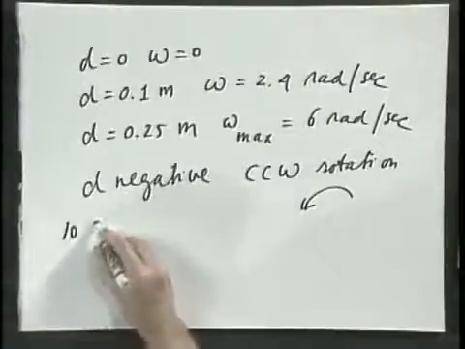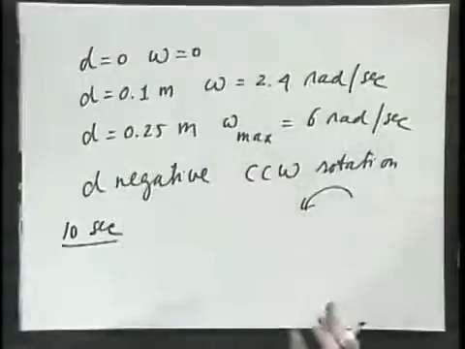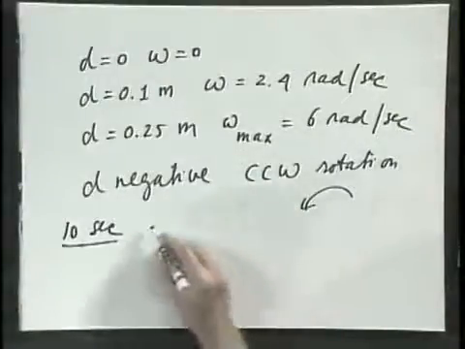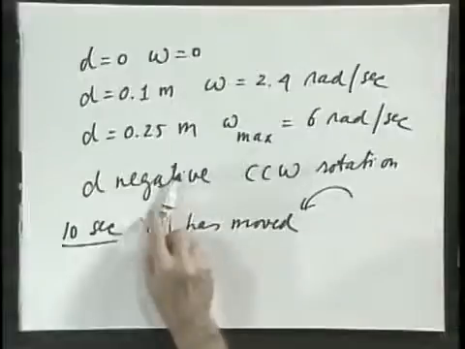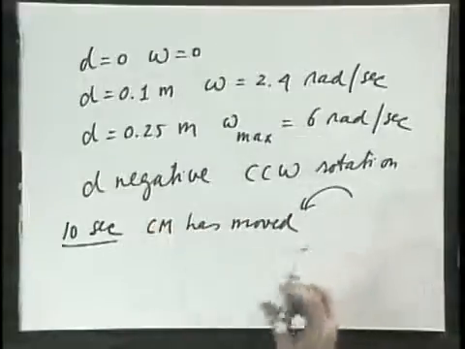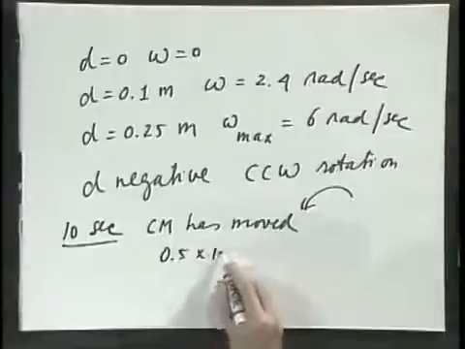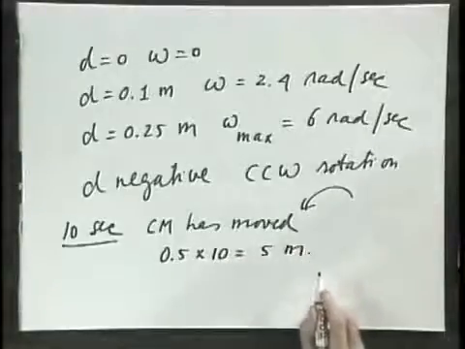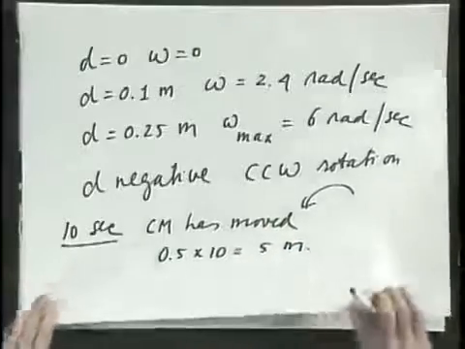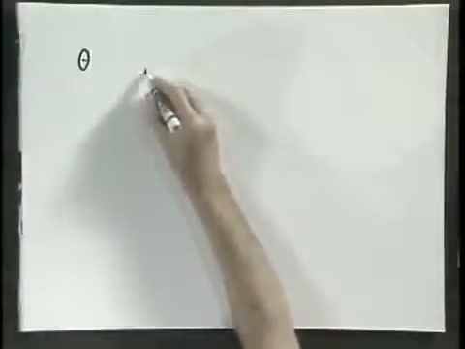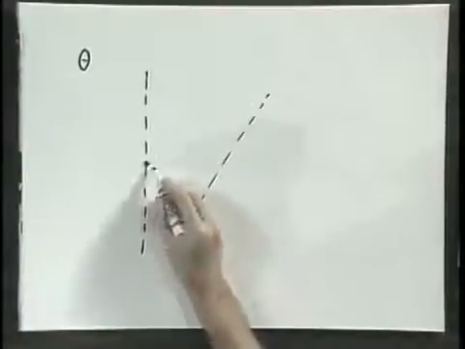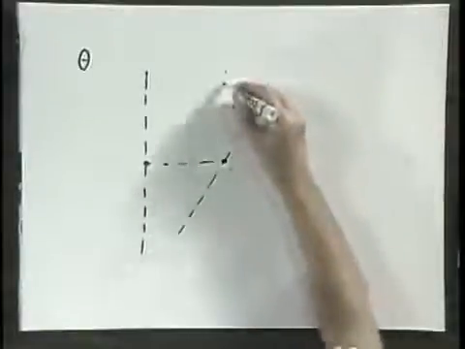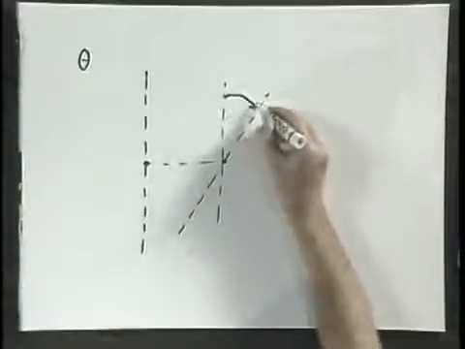Now let us wait 10 seconds and ask ourselves the question, what is the motion of this object in 10 seconds? Well, the center of mass has moved in terms of translation, that means moved with constant velocity to the right, 0.5 meters per second for 10 seconds, so that is 5 meters. The object has rotated about the center of mass. So the rod is first like this, and a little later in time, the rod is like this. The center of mass has moved over a certain distance, and the rod has moved over an angle. Let's call that angle theta.